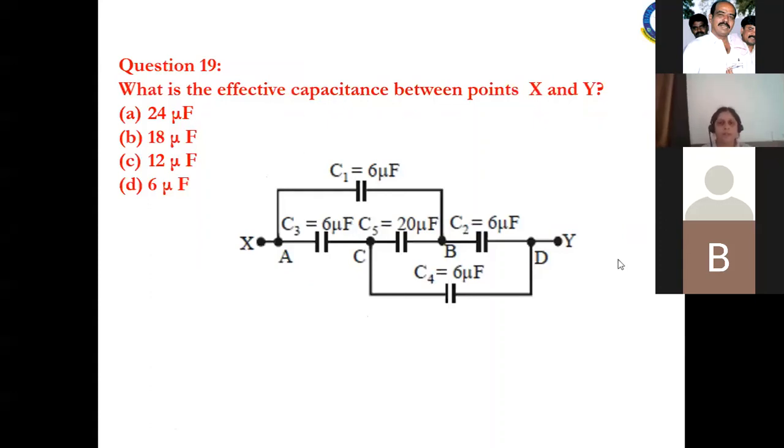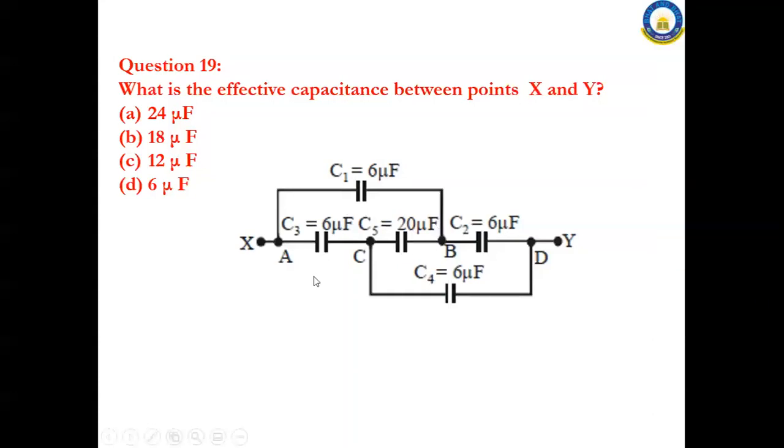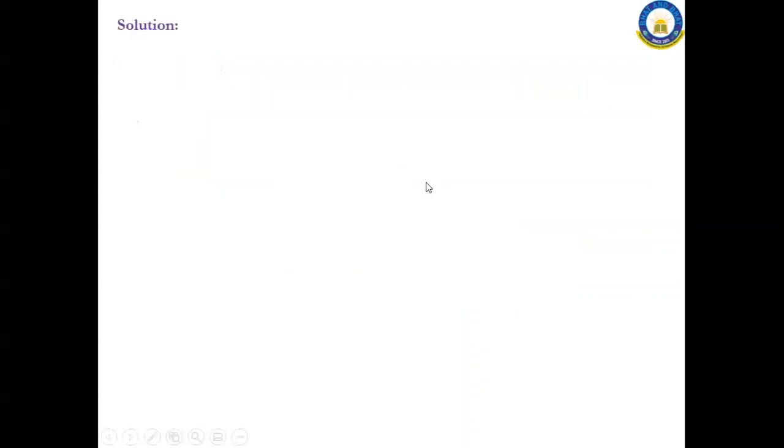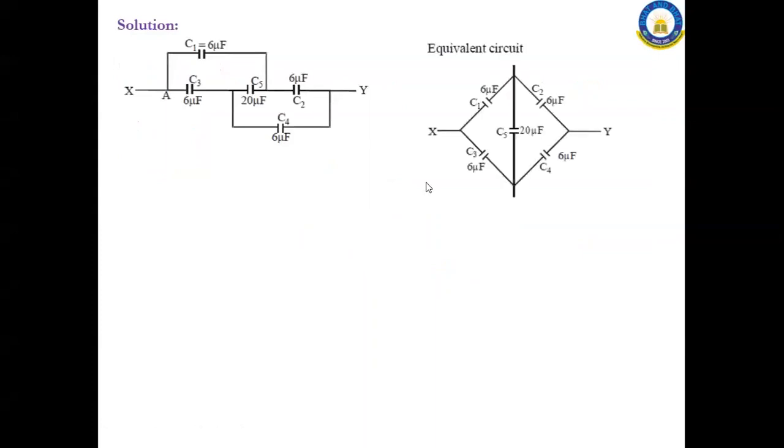Question once again. So the 5 capacitors are connected in this way, and the values of C1 and C3, C2 and C4 are same. Therefore, we get an equivalent circuit like this. Okay, so here it reduces to a Wheatstone's network.